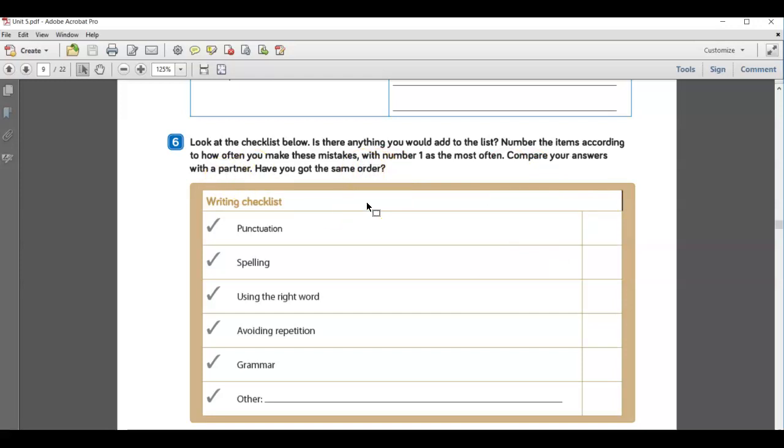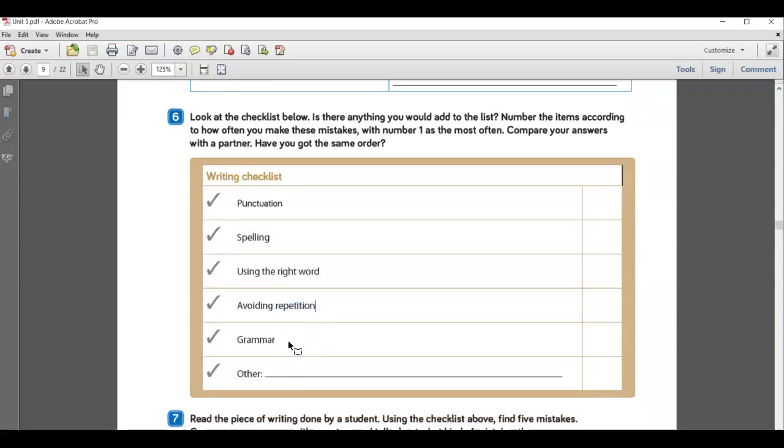For example, punctuation, the use of full stops and commas and question marks and semicolon and colon. All these are punctuation marks. Spelling of words. Some words can be difficult, can be problematic. And using the right word. Is this a problem for you when you write? Using the right word? Avoiding repetition. Is it a problem? Do you feel like you repeat yourself, the same words all the time?